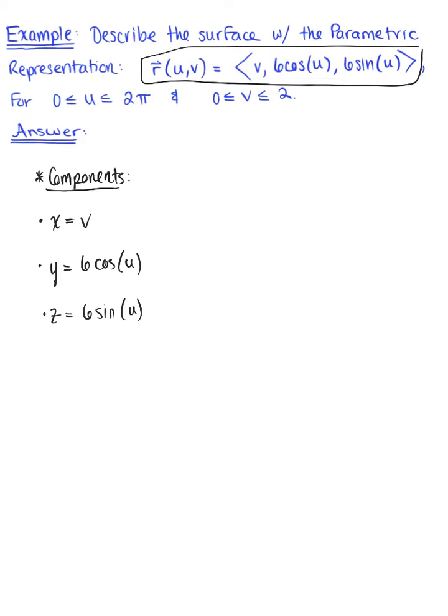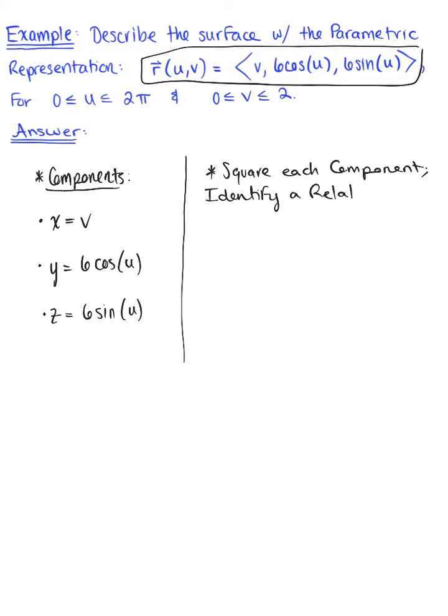So now comes the tricky part. We need to identify a relationship amongst these three components. There's not one method that we can use, but something that you may find helpful is to go ahead and square each component, keeping your quadratic surfaces in mind, and look for a relationship amongst them. So we are going to square each component in hopes of identifying a relationship amongst the variables.